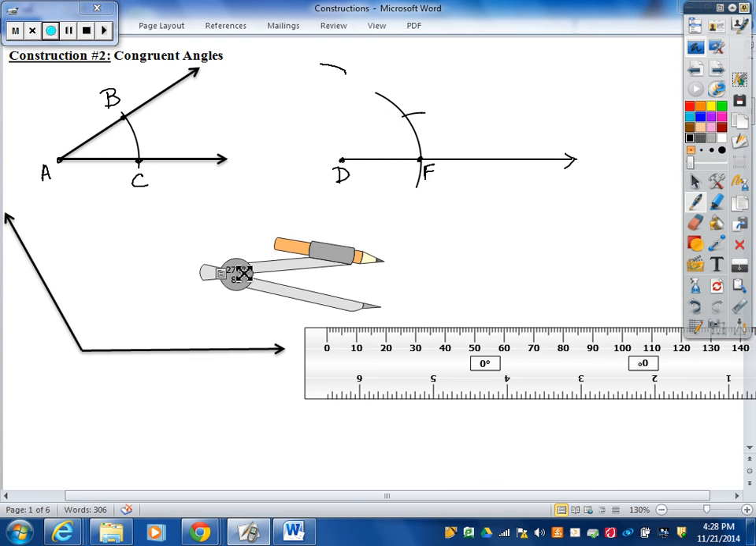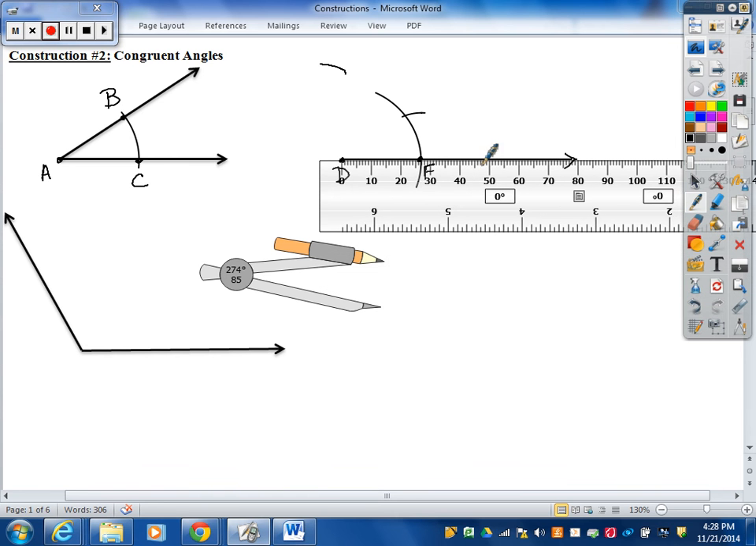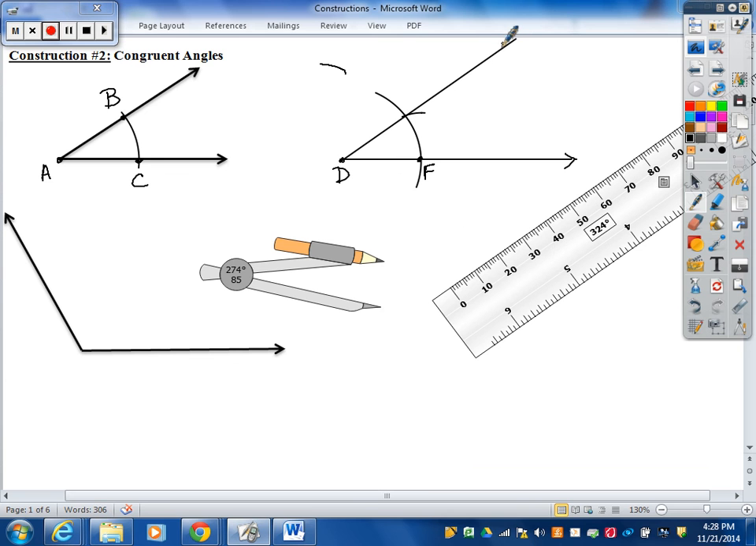Okay, now before I talked about leaving these marks up here, this is what I would be grading. This over here is what I'd be grading to make sure that you've done this correctly. And so I'm going to go up here to point D, and I'm going to run a line from point D through the intersection of those two arcs. Okay, and I'm going to label this as point E.